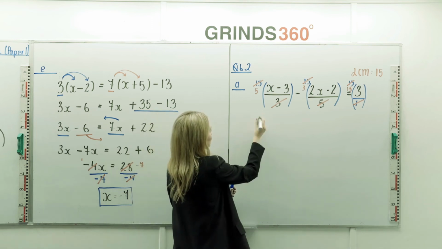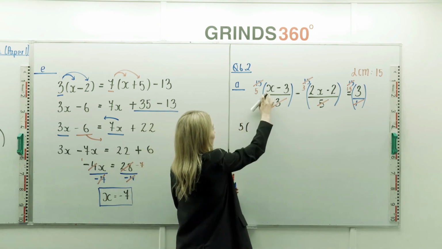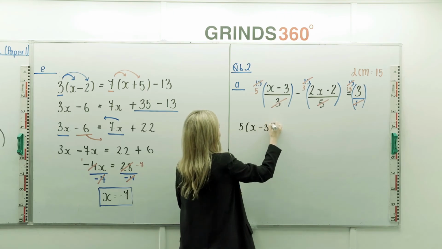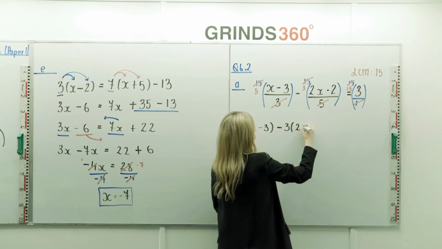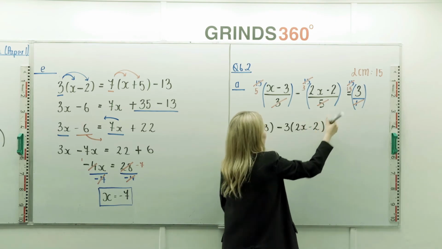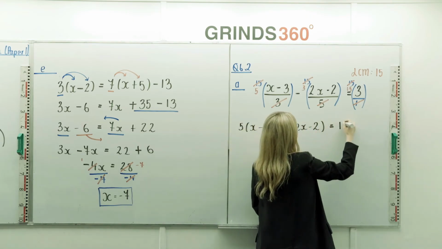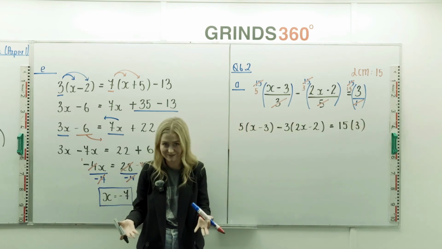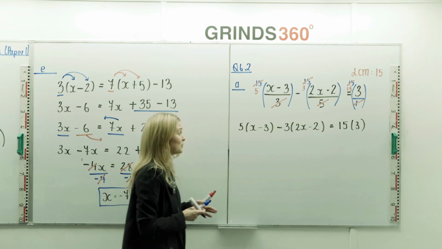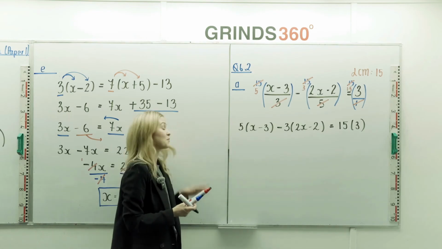Let's see what we have now. We have 5 bracket x minus 3, minus 3 bracket 2x minus 2, equals 15 times 3. We've got rid of the fractions. They're gone. And this is so much easier to deal with. It's actually very similar to what you see here behind me.